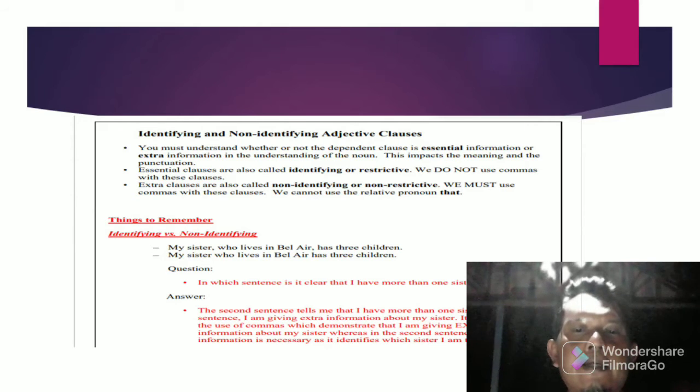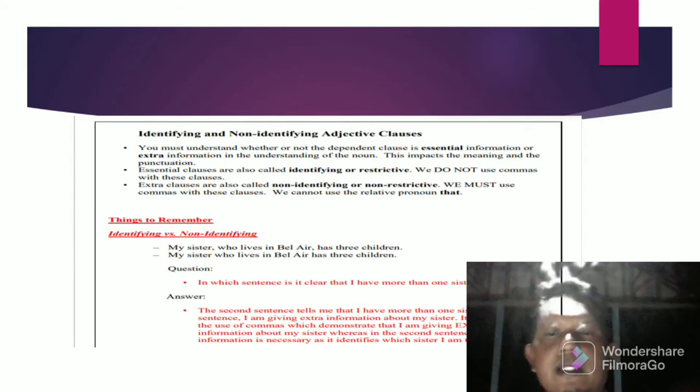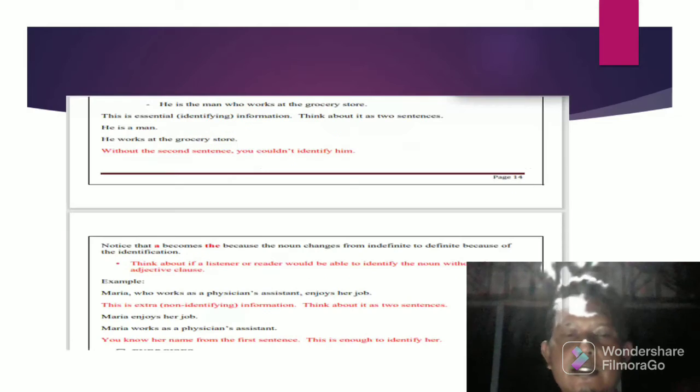Students, pay attention again to the identifying versus non-identifying adjective clause. In the first sentence, we have commas: My sister, who lives in Bel Air, has 3 children. While in the second sentence, my sister who lives in Bel Air has 3 children, without commas. It is the adjective clause. Then take a look at more examples.